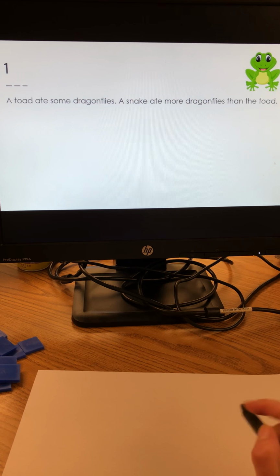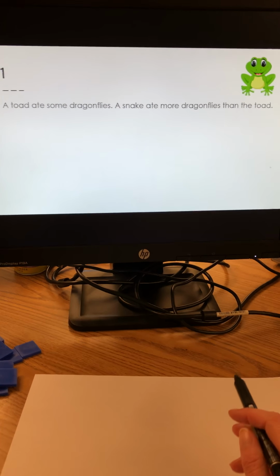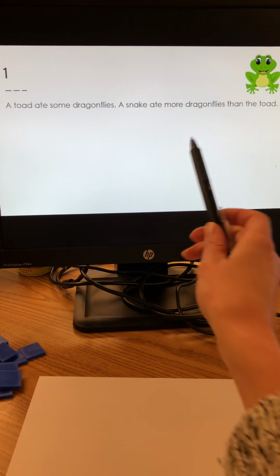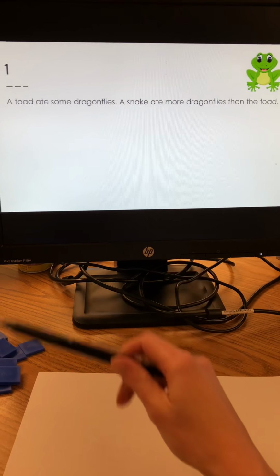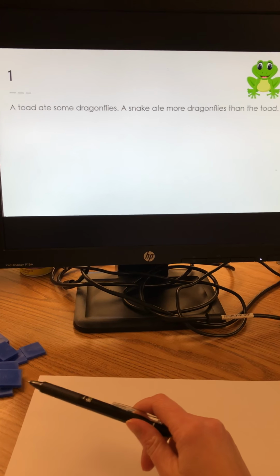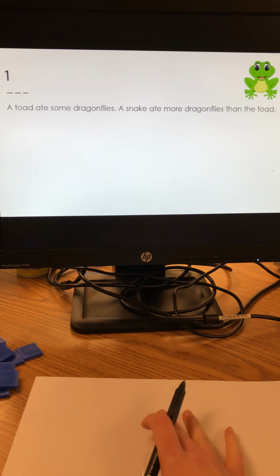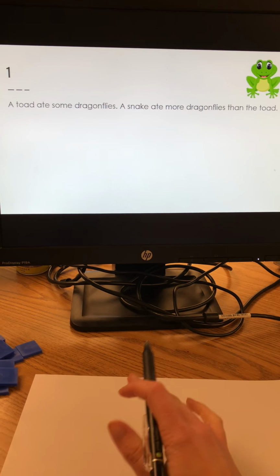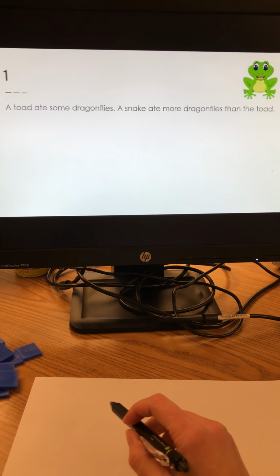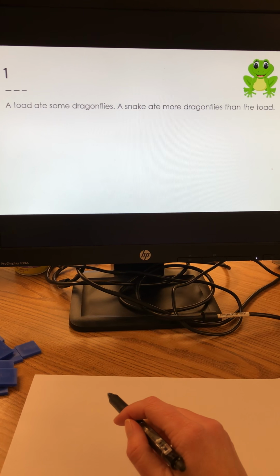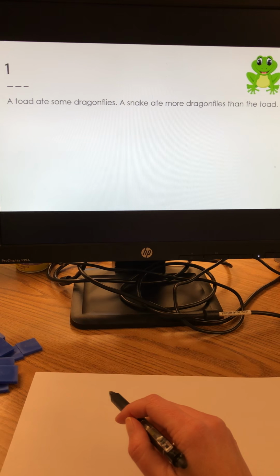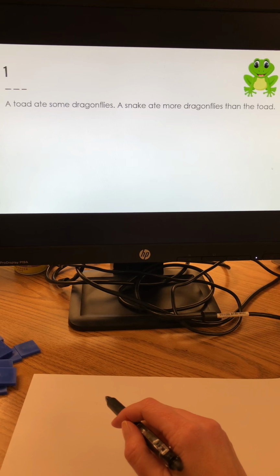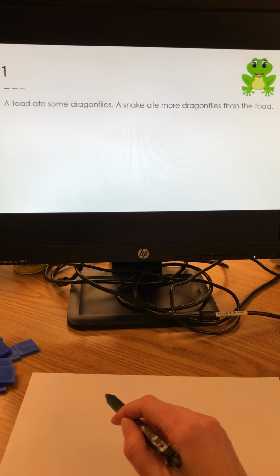Okay, when students are solving comparison word problems, they oftentimes look at the word, for example, "more," and they think automatically addition. And so what we really want kids to start thinking about is that when you compare, you're comparing two different quantities. So in today's lesson, students are going to be looking at the first problem, which is: a toad ate some dragonflies, a snake ate more dragonflies than the toad.